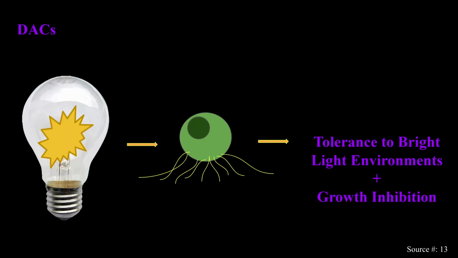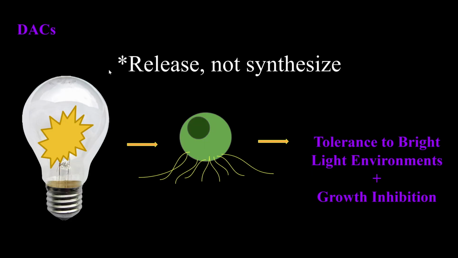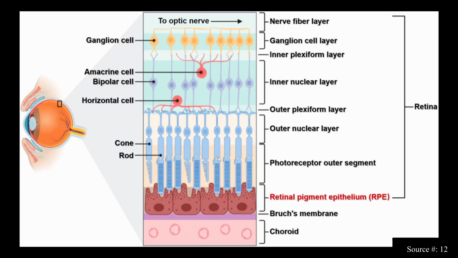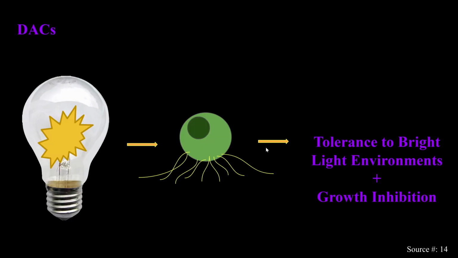So bright light actually activates a lot of dopamine release in the eye. They do this by activating dopamine amacrine cells and encouraging them to synthesize a lot of dopamine, basically. So it all gets processed over here and then passed on to these dopamine amacrine cells to adapt the eye to bright light environments.